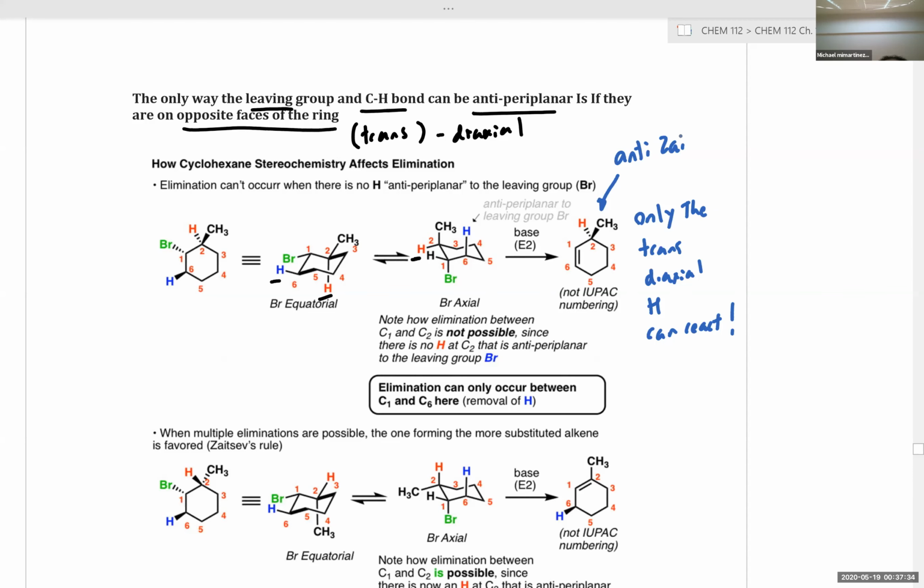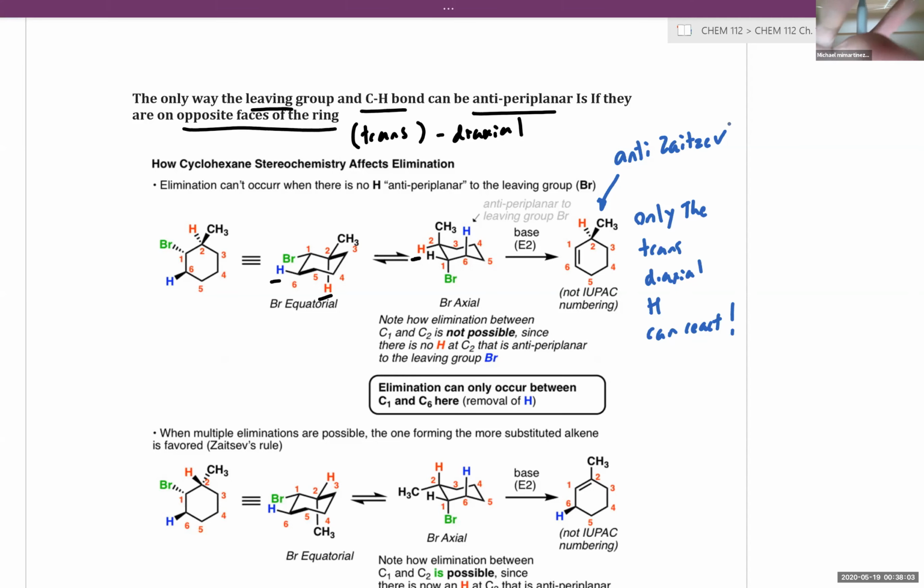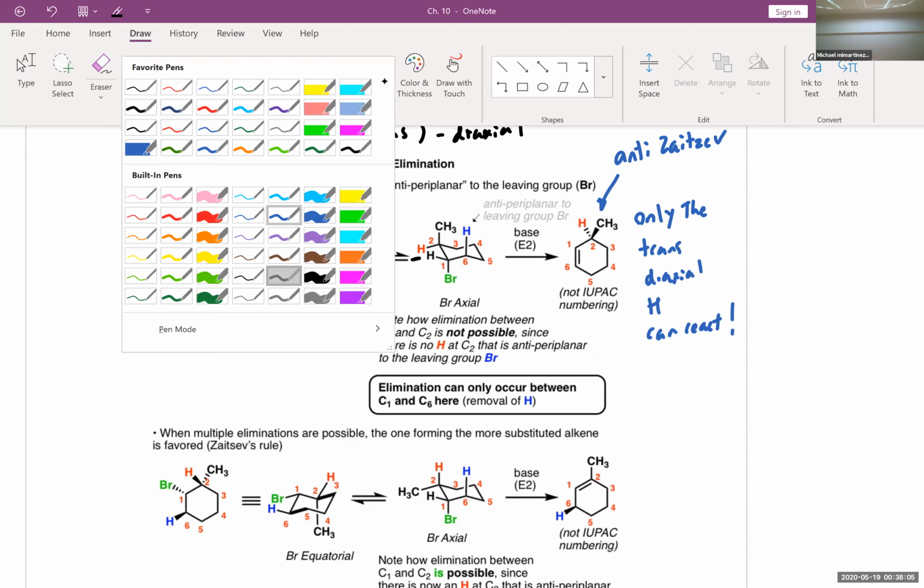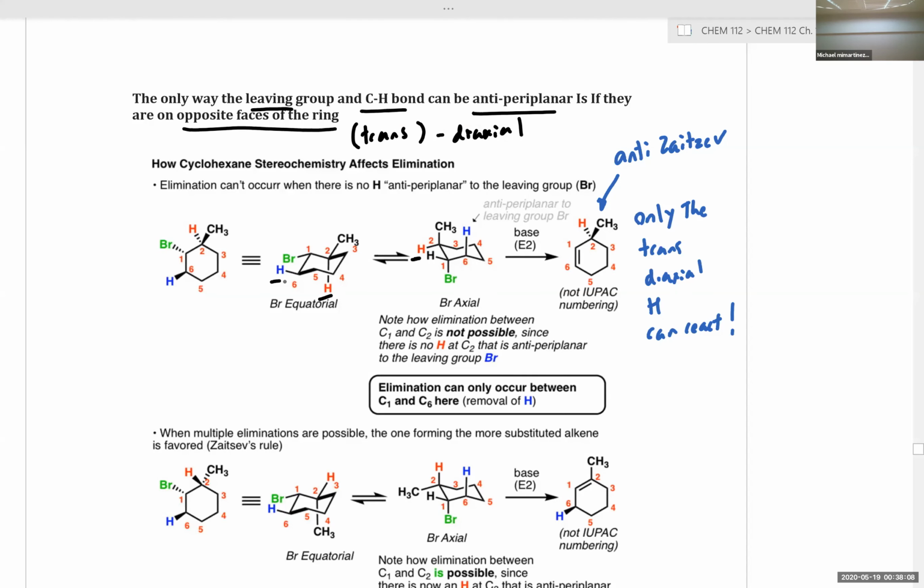anti-Zaitsev product. It is generating the least substituted alkene. Does everyone see how this product formation is very unique and unusual? Because typically we want to form the most substituted alkene. But in this case, we're forming the least substituted alkene. And that has to do with the unique geometric requirement of the E2 reaction.